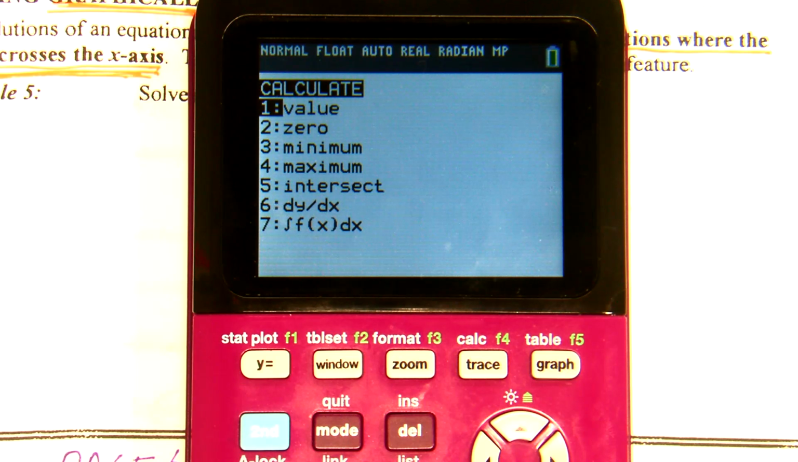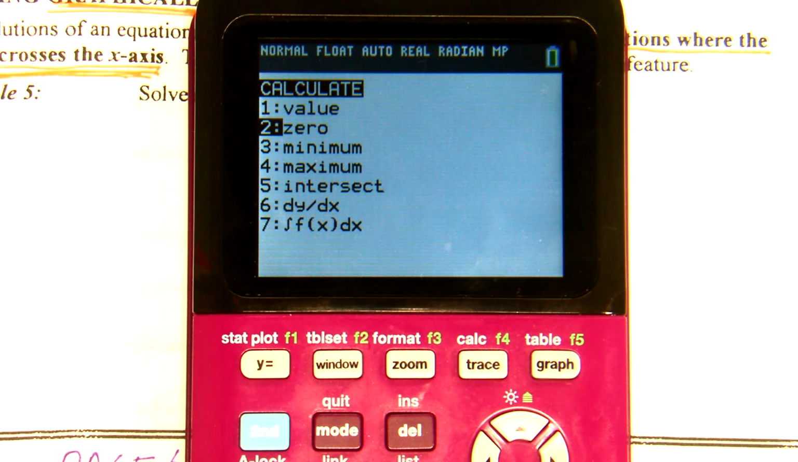Well, it's actually not intersect in this case. It's 0. With intersect, you would have to have two graphs, and it's going to be where the two graphs cross each other. Okay? Next chapter, I don't know if we'll work with intersect or not, but we'll definitely work with min and max. But 0. A 0 is where a graph crosses the x-axis. So I'm going to hit enter on 0.